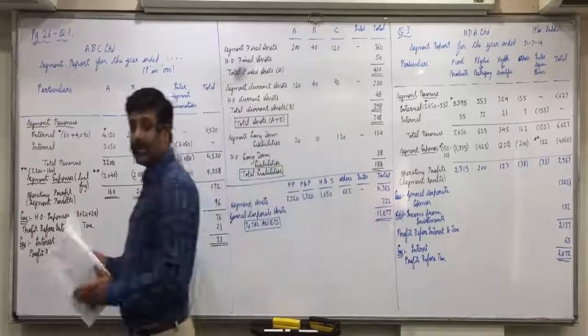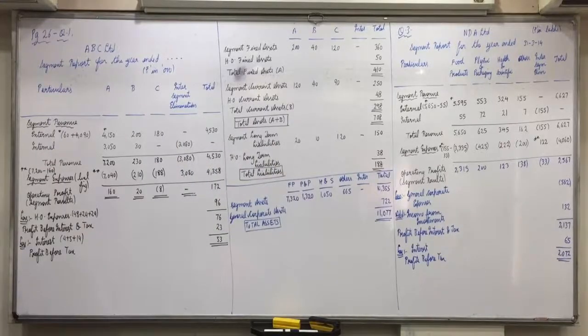Any confusion in this? So page 28, question 13A will be your homework. That is similar to the first question we did. Question 15B will be your homework. That is also similar to the first one we did. Both are similar to the first one.